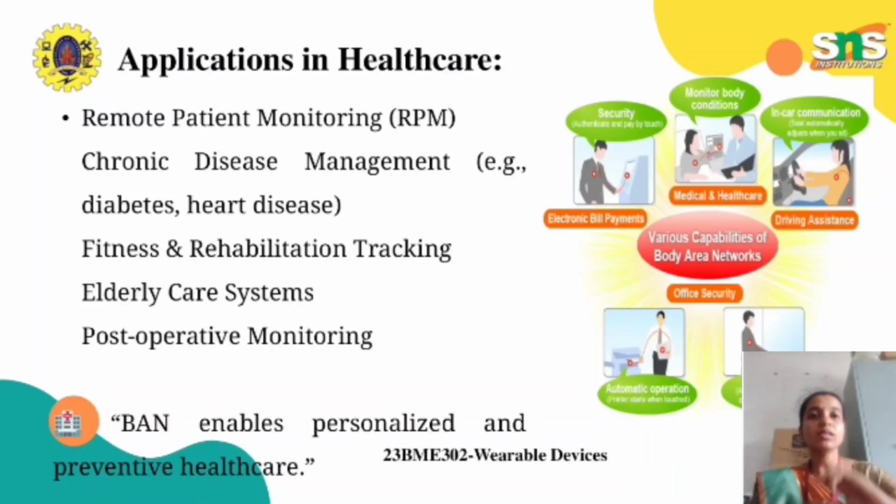Next, the applications in healthcare. What are the applications in healthcare we have? Remote patient monitoring, chronic disease management, that is diabetes or heart disease, fitness and rehabilitation tracking, elderly care system, post-operative monitoring. As I told you already, these are the specific applications where this BAN, the body area network, has been used.